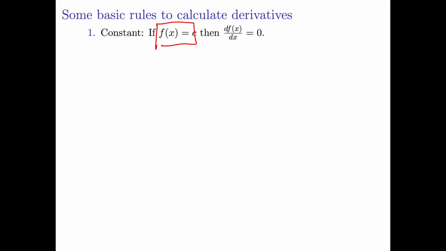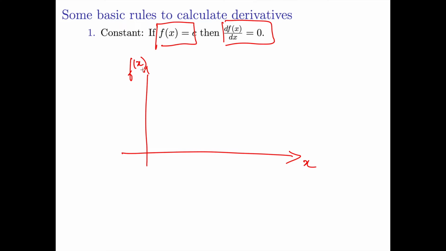So for instance, f of x equals 3, f of x equals pi, whatever constant. The derivative of f of x is 0, because if we were to draw a graph where we put x on the horizontal axis and the value of f of x on the vertical axis, no matter what x is, if we look at that constant c, f of x is going to be exactly c. So you've got a horizontal line. What is the slope of a horizontal line? It's 0. And that's why df dx at any x is going to be 0 for a constant function f.